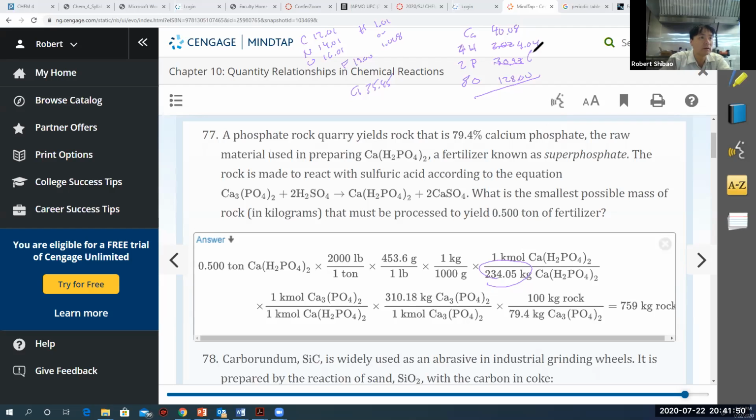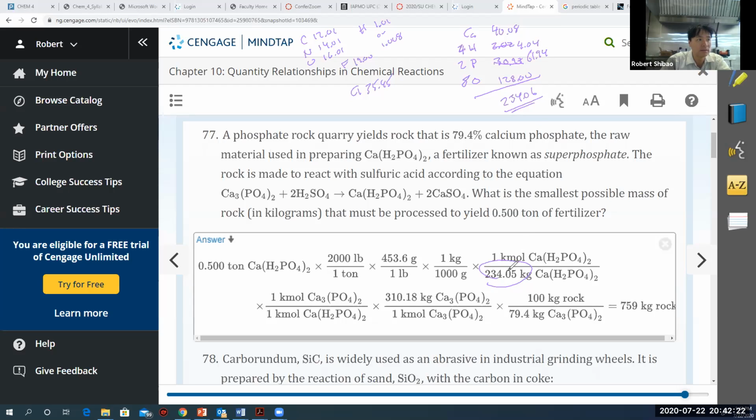6194 plus 234.06. So I got 234.06. They got 234.05. That's called round off error. I don't know if mine is closer or theirs is closer. We need to carry more digits to see.